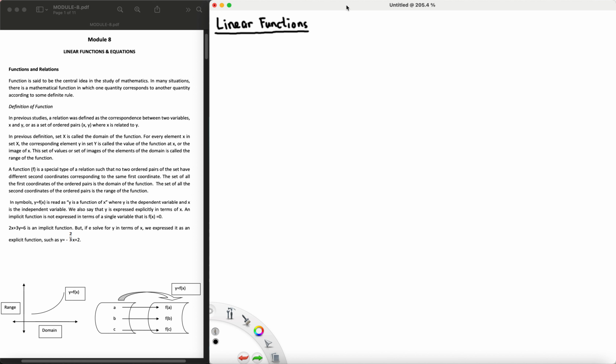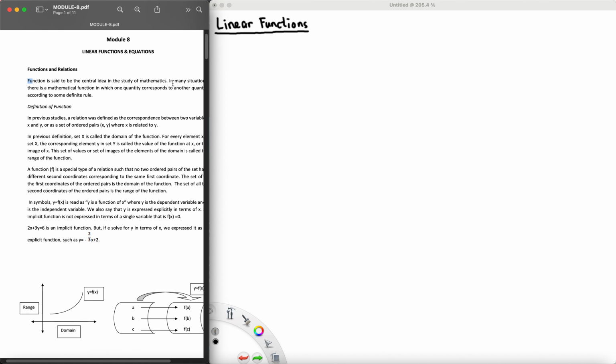We're going to continue with our videos in GE10, that's your college algebra. So we're here in our module 8 and we're going to talk about linear functions and equations here. This is requested by your instructor in the said subject. We're going to talk about first and define this.